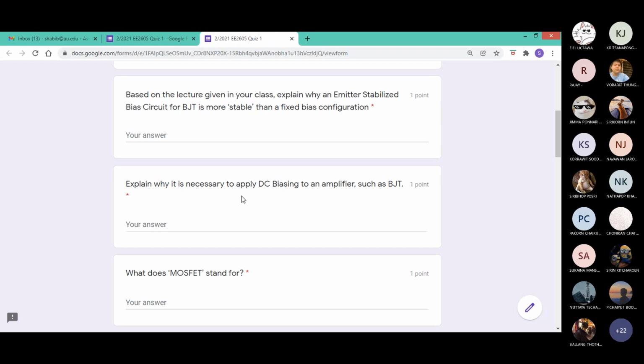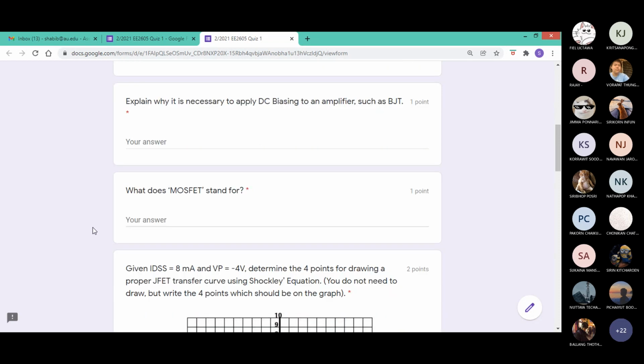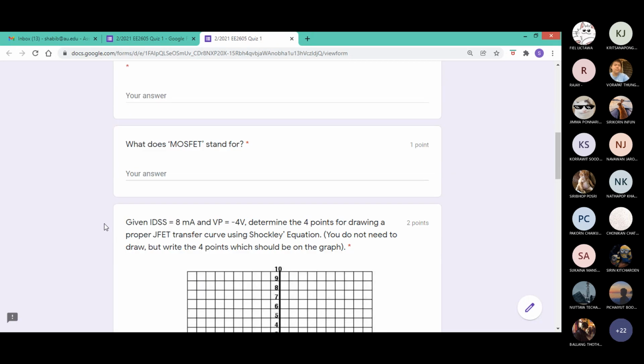Explain why it is necessary to apply DC biasing, which we just discussed in today's class. What does MOSFET stand for? Metal oxide semiconductor field effect transistor. Almost all of you got it right.